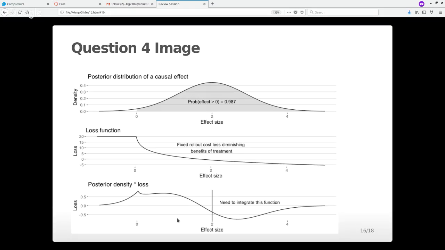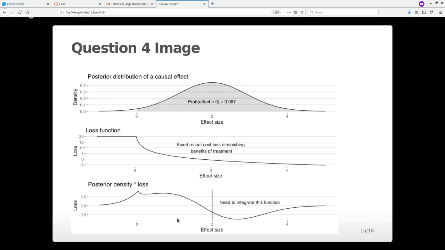So here's a somewhat reasonable but stylized loss function in the second plot. There's some fixed cost to doing this thing that gives you a loss of 20 whatever units. And then after you pay the fixed cost, there's some positive treatment effect, but maybe it's diminishing, according to what you estimated here. But that's just your loss function. What we need to do is weight the loss function by the posterior density of all the things that can happen and integrate over it. So here we have the product of those two things, the posterior density and the loss function.